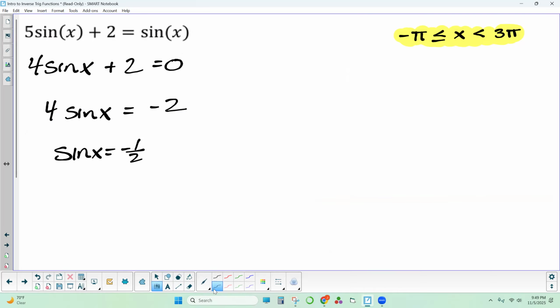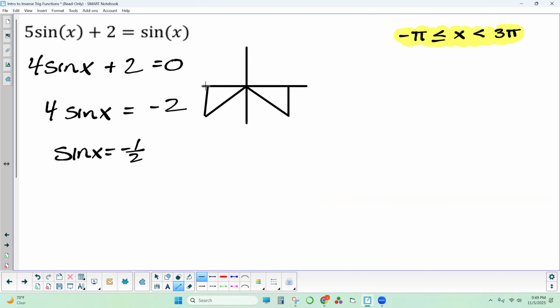Okay? Where is sine negative 1 half? So I'm going to come up here and draw my triangles. Sine is negative in quadrant 4 as well as quadrant 3. Sine is, of course, y over r. So y is negative 1 when r is 2, and my reference angle is 30 degrees, or in radians, that would be pi over 6. So that angle is 11 pi over 6, and this angle is 7 pi over 6.